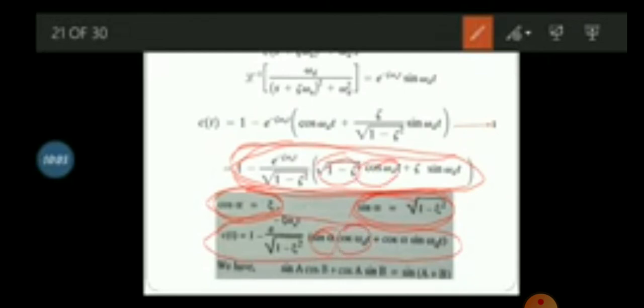Keep cos omega t as it is, and substitute the value of zeta. Zeta is cos alpha. Now substitute zeta as cos alpha, and keep sin omega t as it is. You know, this is in the form of sin A cos B plus cos A sin B. If you know the trigonometric identity, sin A cos B plus cos A sin B can be written as sin of A plus B.